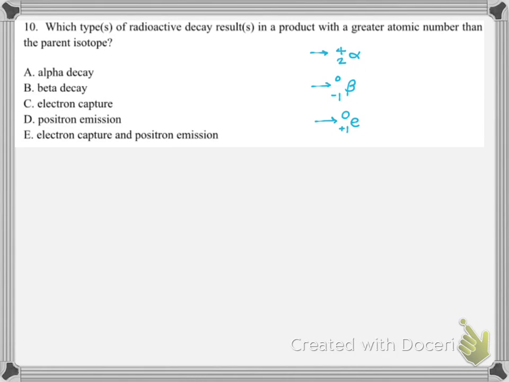Okay, so number 10, they want us to pick which type of radioactive decay will result in a product with a greater atomic number than the original isotope. So I've written out here the three types of decay that we usually think of, where we have alpha decay, which is the emission of a helium nucleus. We have beta decay, and then we have positron emission.